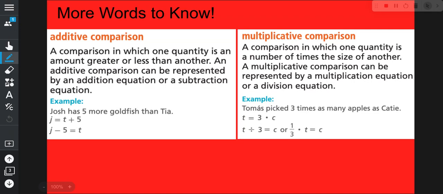The same thing goes with multiplicative comparison. For this, quantities are a number of times the size of another number, and a multiplicative comparison can be represented. So Thomas picked 3 times as many apples as Katie. So we can do 3 times C equals T, or we can do T divided by 3 equals C. Notice we can also write it as 1/3 times T, because 1/3 and divided by 3 mean the same thing.